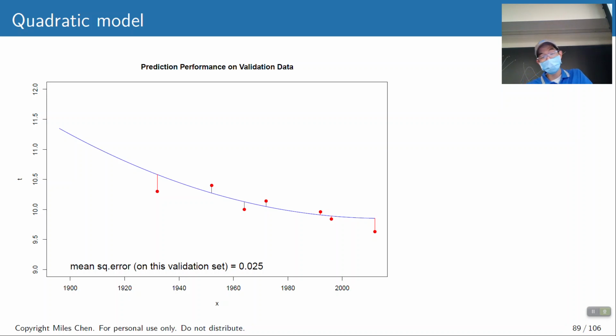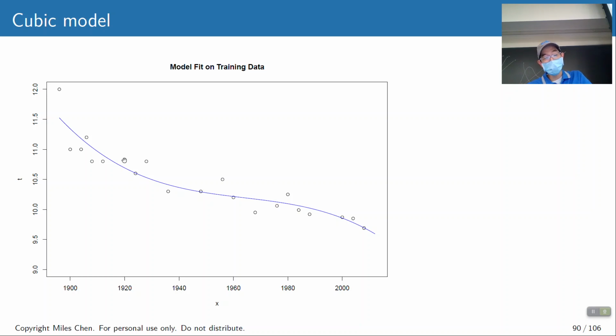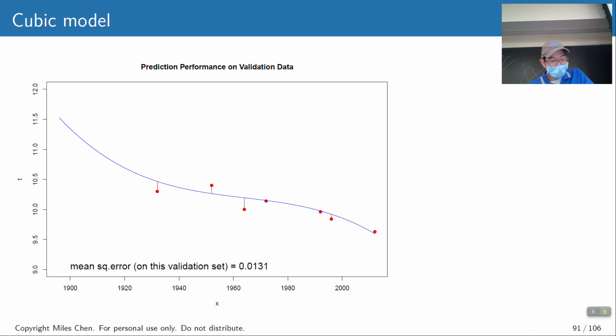Okay, let's try the cubic fit. So again, we go back to the 21 data points without our 7 red points, and we say, all right, what's the best cubic fit that we have for these 21 points? And this is what we get. Okay, and we go, this looks suspicious already, but we'll try it out, and actually it performs very well on this validation set. For this validation set, we get a mean squared error of 0.0131.